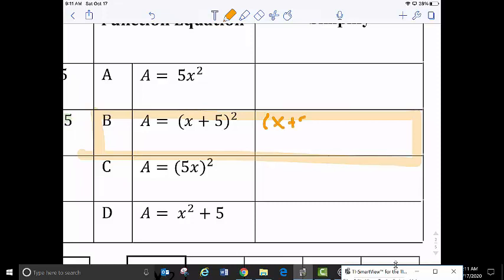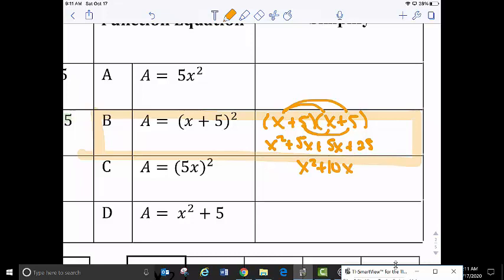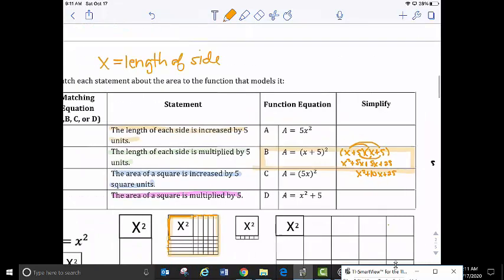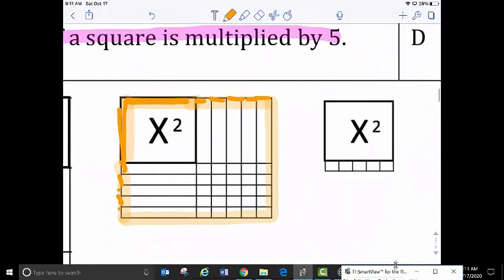And if we were to simplify this, we would have x plus 5 times x plus 5, and FOIL it, that would be x squared plus 5x plus 5x plus 25, which would give you x squared plus 10x plus 25. That's just another way to write it. And if you look at that, that's what we have right here.